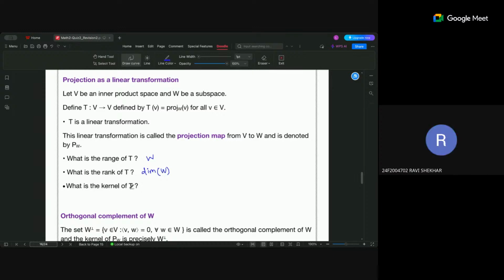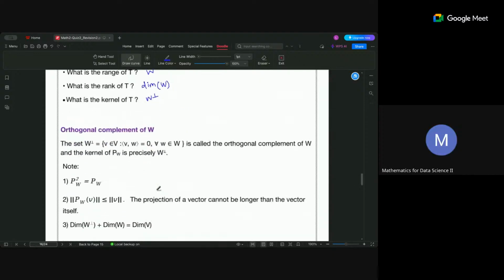What is the kernel of T? Nullity. The nullity is the dimension of W perp, right? But what is W perp? W perp is the set of vectors orthogonal to all vectors from W. So orthogonal complement is the set of all vectors orthogonal to all vectors of W. Right? Fine. So what are the other properties of projection operator?